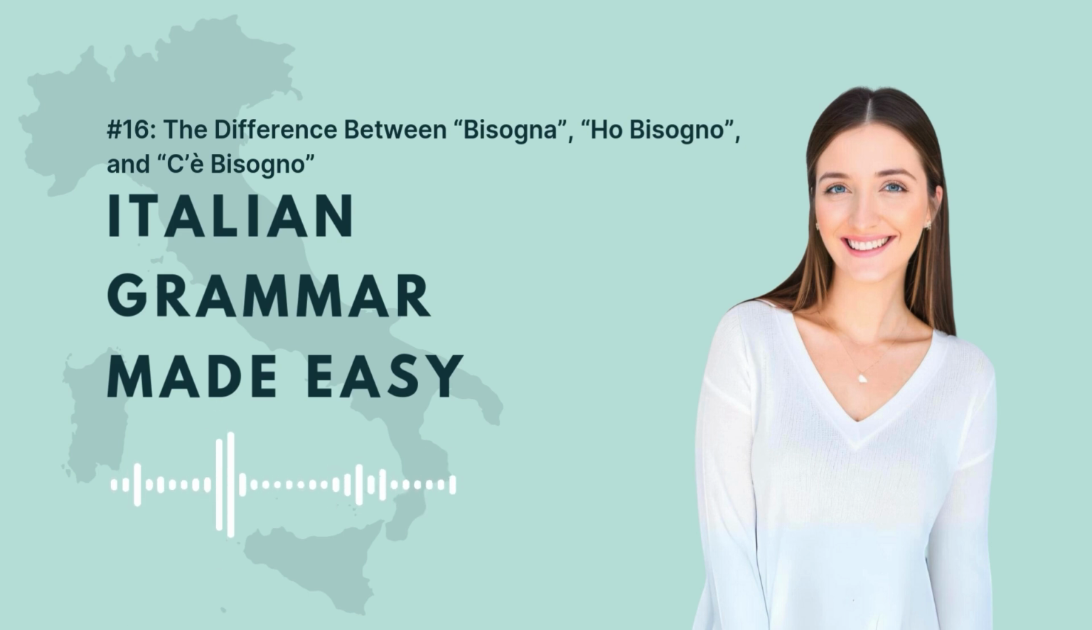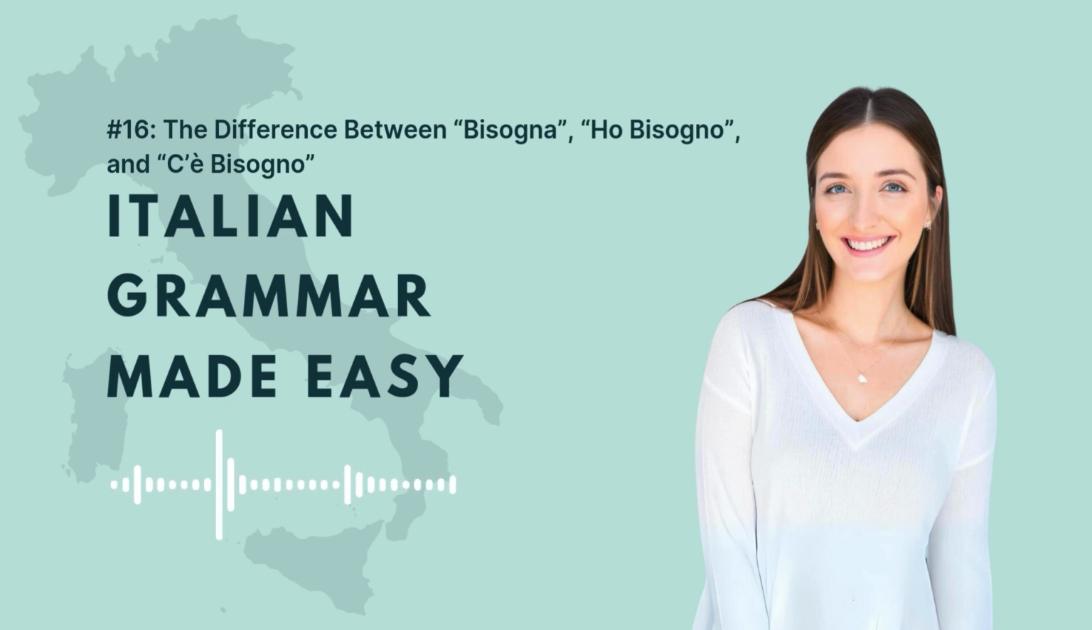In the first case, when it's followed by an infinitive, we can say, for example, bisogna andare al supermercato. So we have bisogna, the infinitive andare, and then al supermercato. One needs to go to the supermarket. Here, I'm not specifying the subject. I'm not saying who needs to go to the supermarket. So this is an impersonal form.